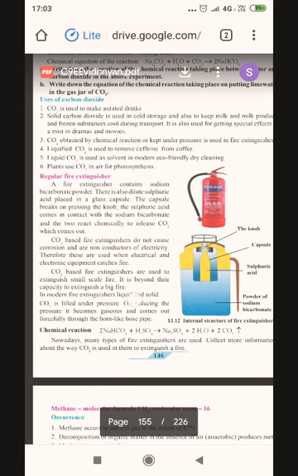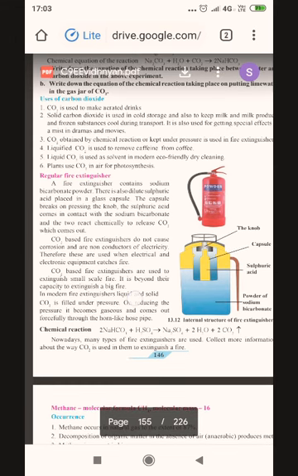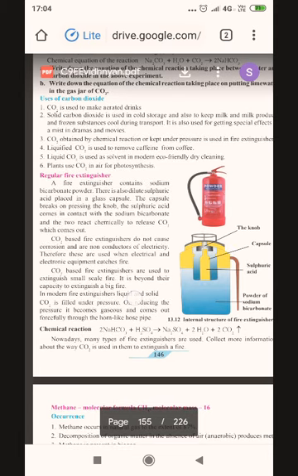Instead, solid carbon dioxide is being used in order to keep the milk cold. It is also used for getting special effects of a mist in dramas and movies, where a cloud-like structure is formed with the help of solid carbon dioxide. Carbon dioxide obtained by chemical reaction or kept under pressure is used in fire extinguishers.